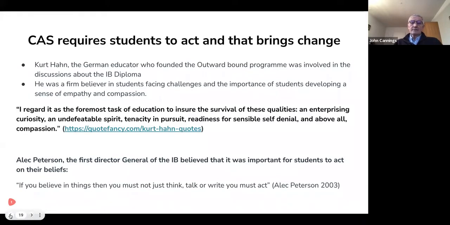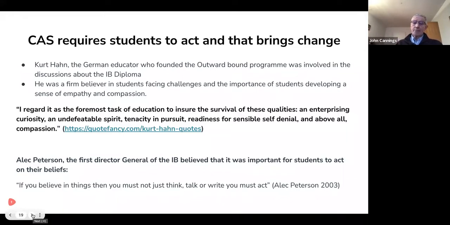Kurt Hahn stressed the need for action. He was a German educator who founded the Outward Bound program and was involved in the early discussions about the IB Diploma. He was a firm believer in students facing challenges and the importance of students developing a sense of empathy and compassion. You can see his quote here.